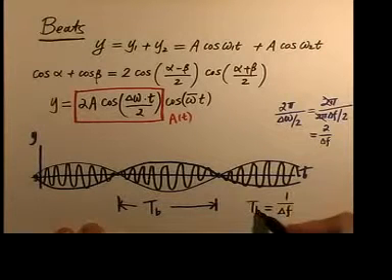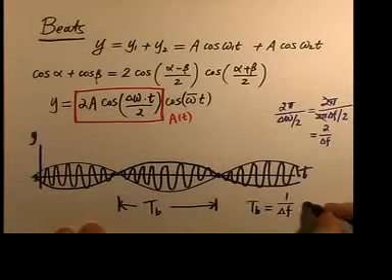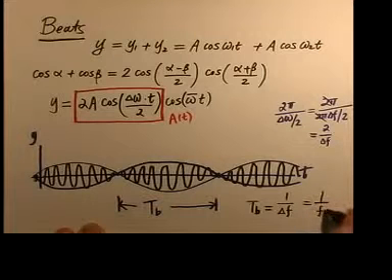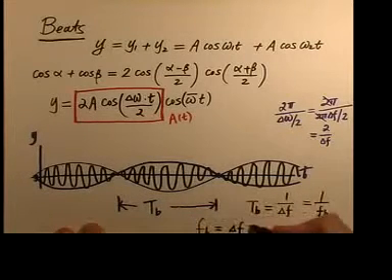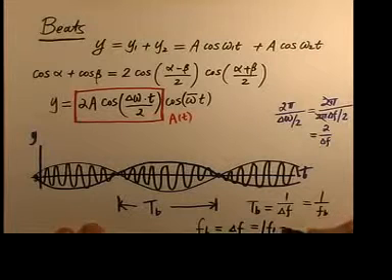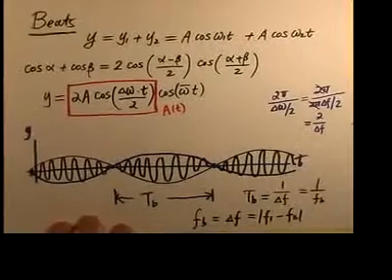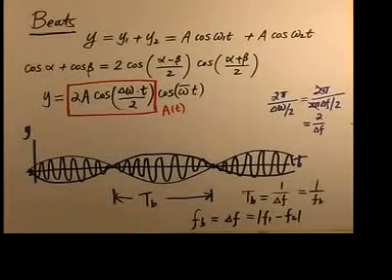Now, I can invert T_B to get the frequency of the beat. So what did that tell us? It tells us the frequency of the beats equals delta f, which is f1 minus f2. This is the so-called beat frequency.